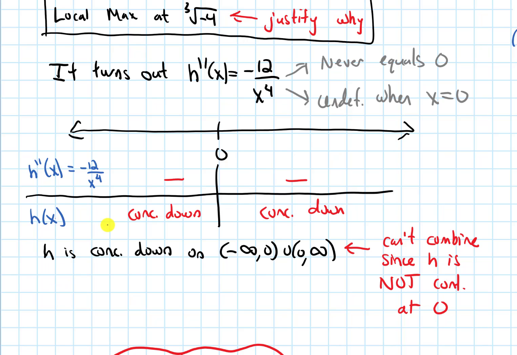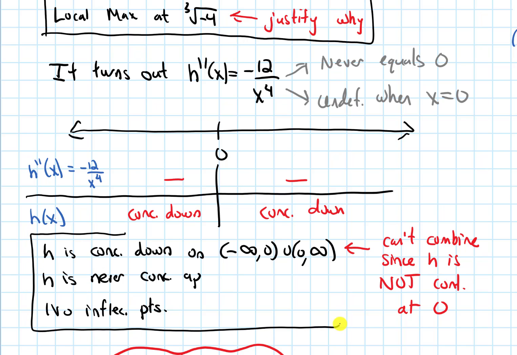Okay, so where's this concave up? Well, never. h was never concave up. And for inflection points, well, there are none. There are no inflection points, because there weren't even any points where the concavity switched. Okay, so this is our answer for concave down and up and inflection points.